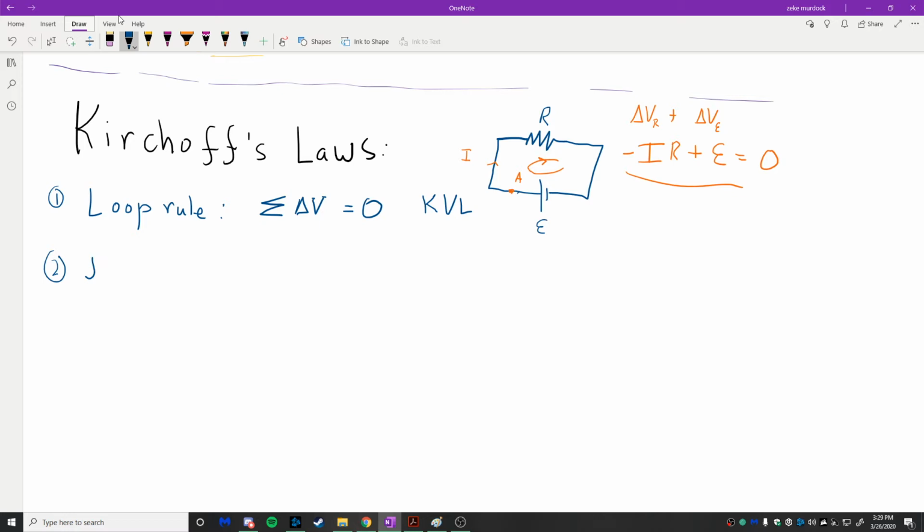The other rule is called the junction rule. And the junction rule says that the loop rule works around closed loops. The junction rule works at junctions, okay? And it says the sum of all currents flowing into a junction has to add to 0, okay?